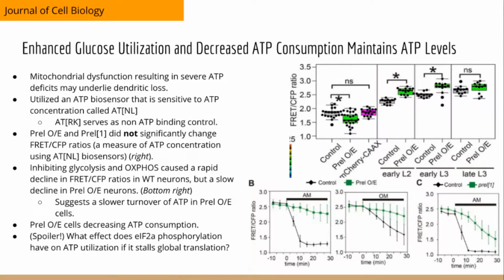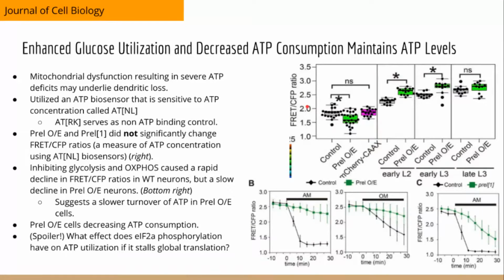The first thought was that ATP is probably downregulated. Because you have these highly dysfunctional and fragmented mitochondria, it's reasonable to believe that their ATP levels are probably not the same. So they use these fancy ATP biosensors that bind ATP, and upon doing so, they emit fluorescence. The biosensors are called A-teams, or in the graphics they're called ATNL. The non-ATP binding control is called ATRK.